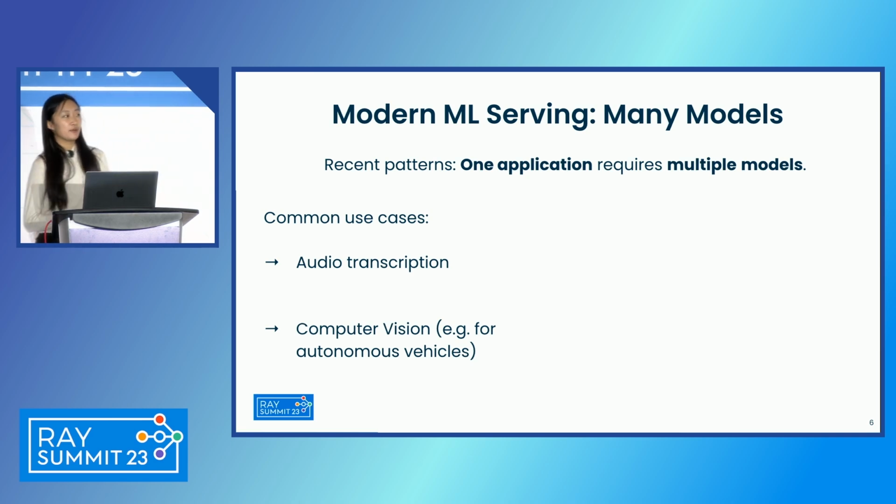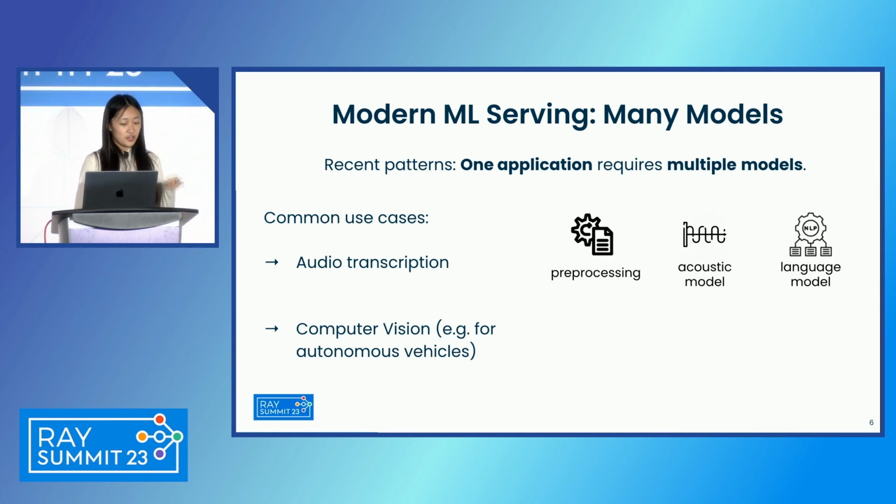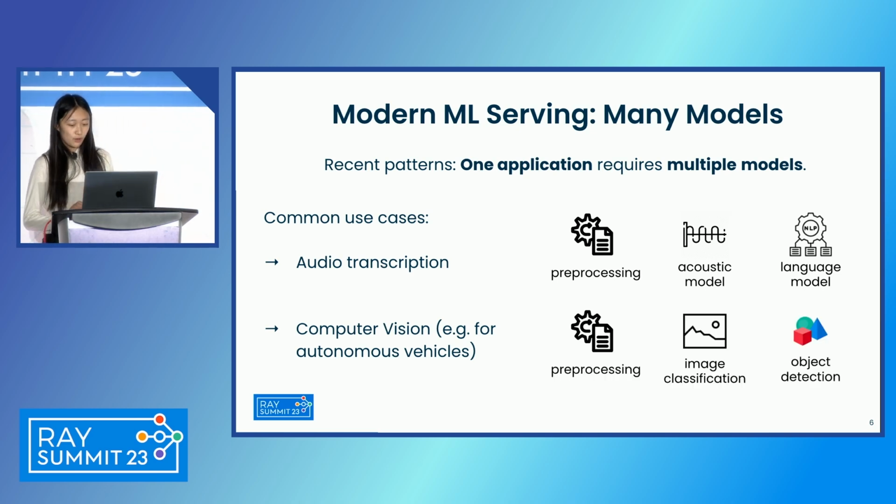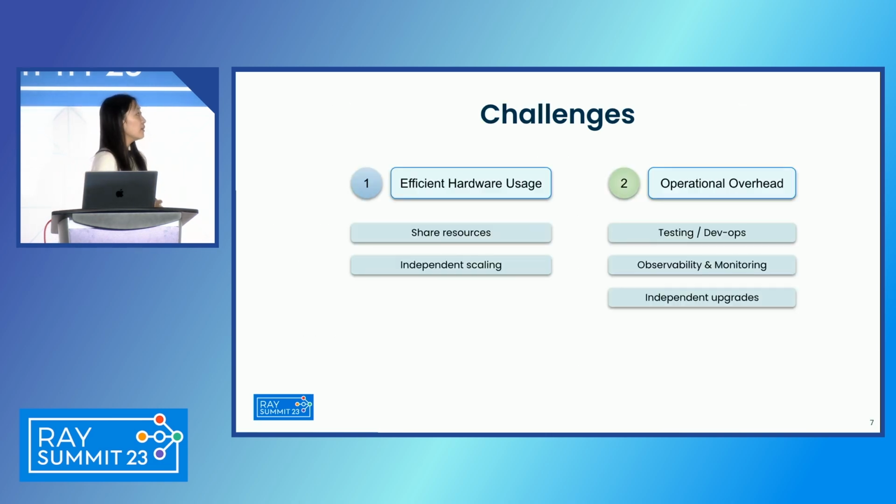Generally, a big trend that we've seen recently is that more and more applications require multiple models rather than just a single model for inference. Some common examples are audio transcription, which requires multiple models to serve a single request, or computer vision, which also usually requires more than one type of image processing model, like classifiers or detectors, to serve that single request. But there's a lot of challenges that come with many model serving.